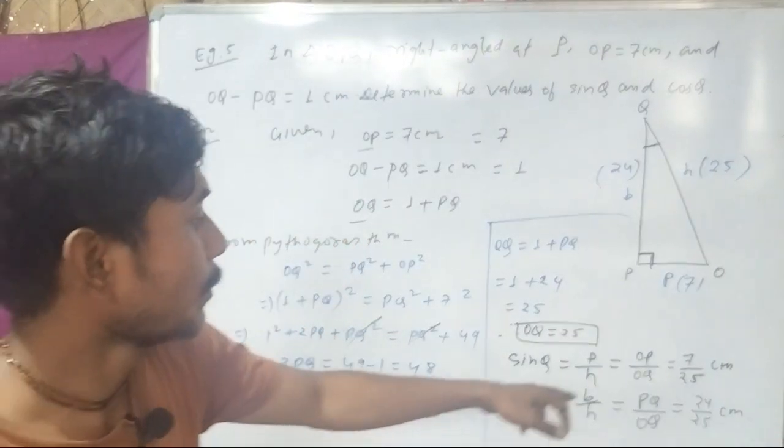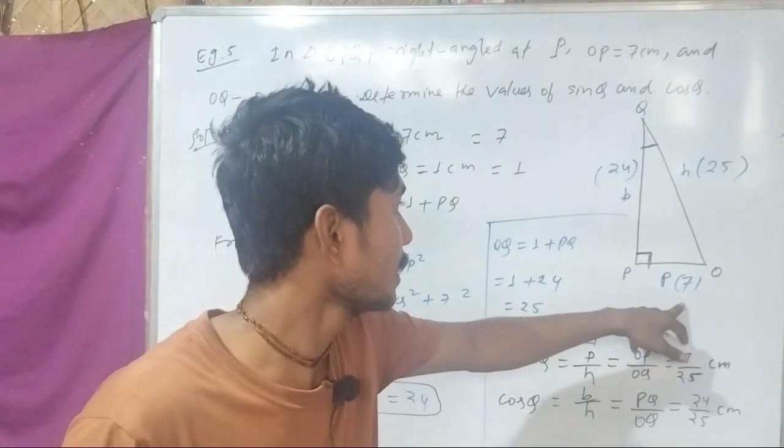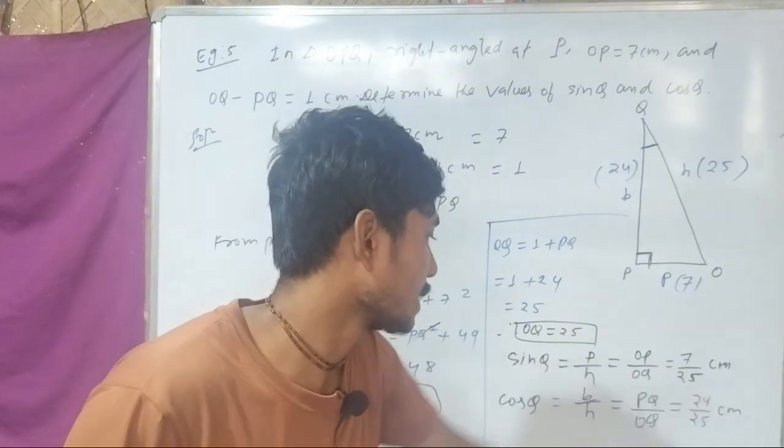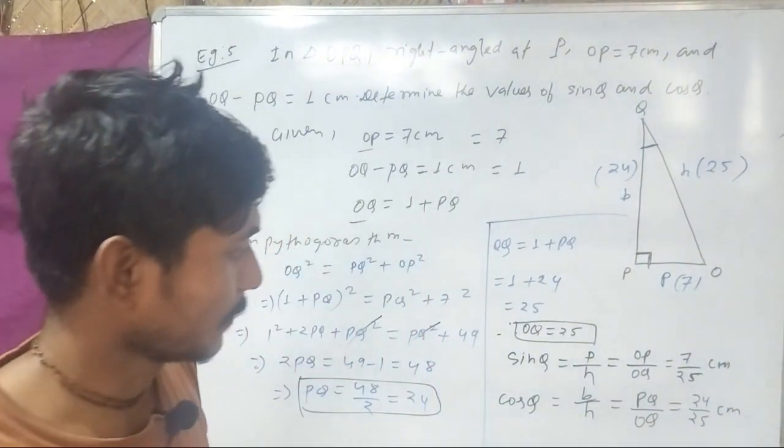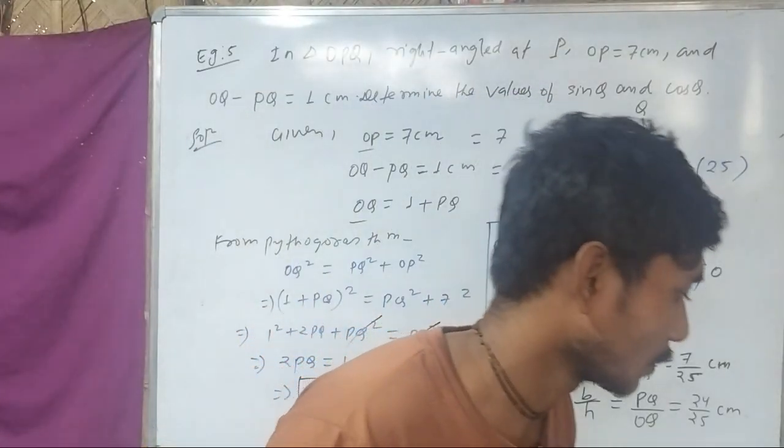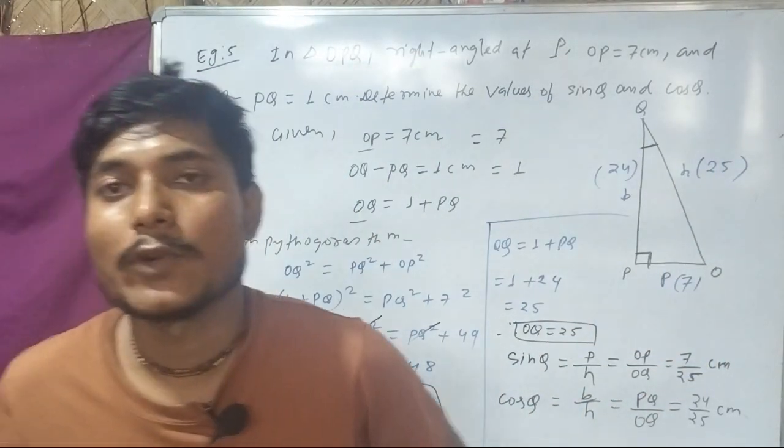Now sin Q equals P by H, that is OP by OQ, 7 by 25 centimeter, and cos Q equals B by H, PQ by OQ, so it is 24 by 25 centimeter. Okay, so this much for today's class.